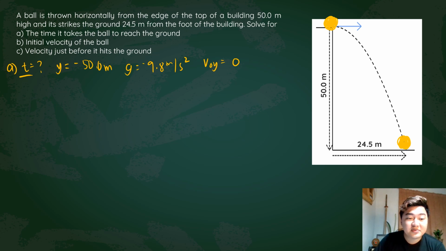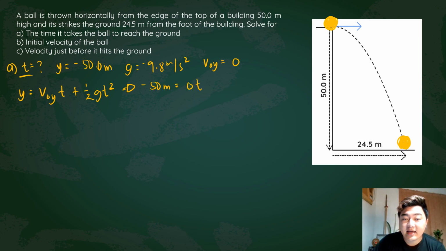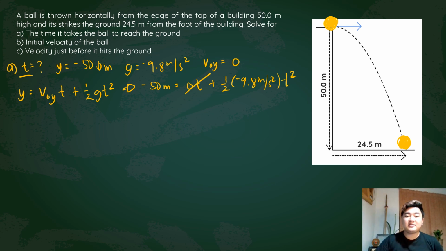Now, what equation can we use? We can use y is equal to the initial velocity along the y times time plus 1/2 g t squared. Then you can just substitute your values there. That's negative 50 meters equals 0 times time, because the initial velocity along the y is 0, plus 1/2 times negative 9.8 meters per second squared times time squared. Since that first term is 0, you can just leave it.